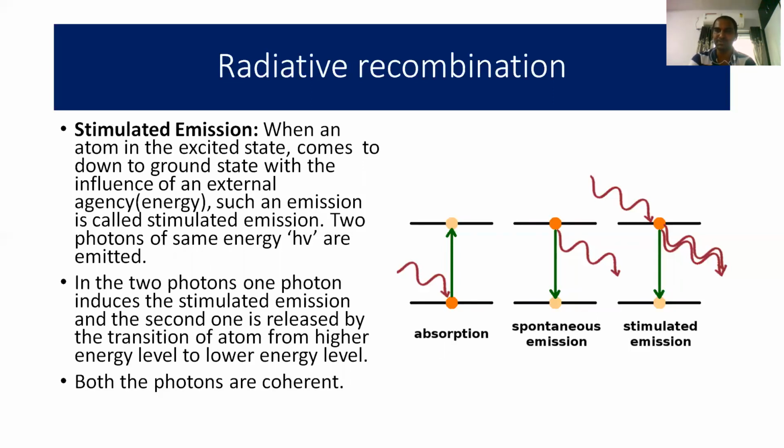Here the process takes place with the influence of external energy. That's why we influence the electron present in the higher energy level with one photon. Such a photon is called either the primary photon or the induced photon. During the process, we get one more photon, called the incident photon or secondary photon. So the photons which are released are coherent. So that's why this is another example of radiative recombination.